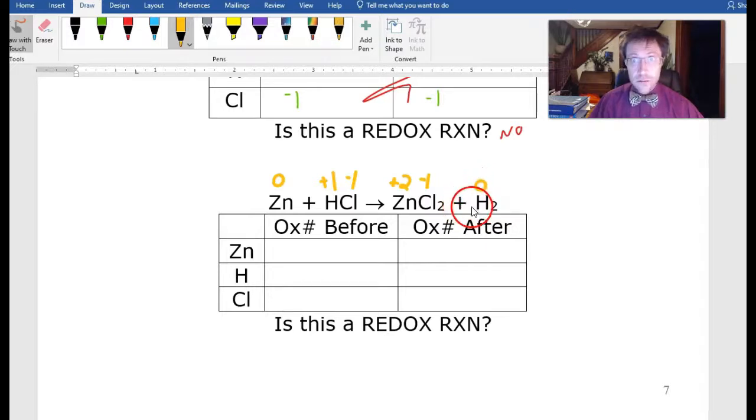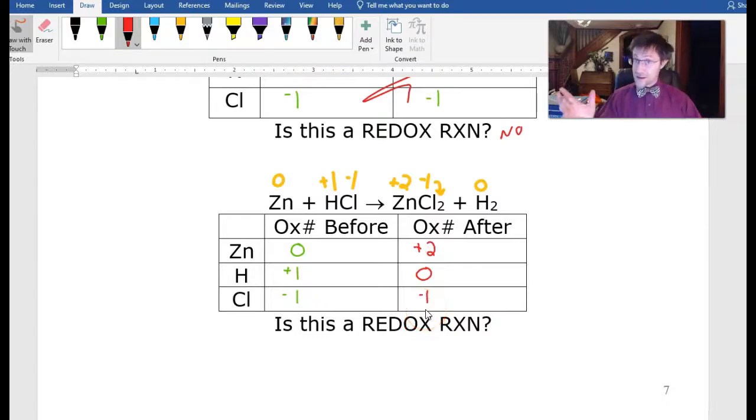All right. Oh, wait, let's double check. 0, +1, -1, that cancels out. This is a +2, but that's a -1. Oh, wait, there's 2 of them, so I'll have a total of -2 in all. Perfect. All right, let's see what we got here. So zinc before is at a 0. Hydrogen is a +1, and chlorine is a -1. That's what it is before, and after it looks like zinc turns into a +2. Looks like hydrogen goes to a 0. And chlorine, yep, chlorine's staying at a steady -1.